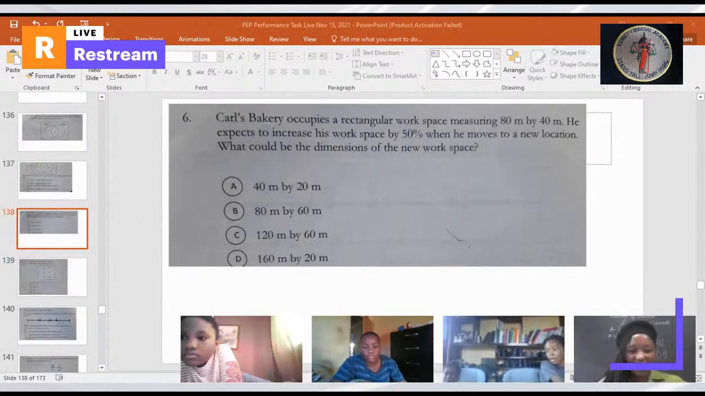I'm just focusing on A, 40 meters by 20 meters. What would the 40 represent? What would the 20 represent?